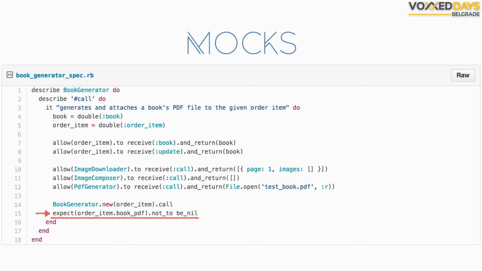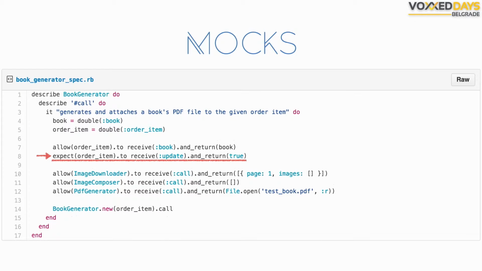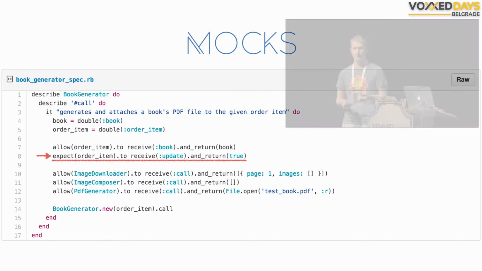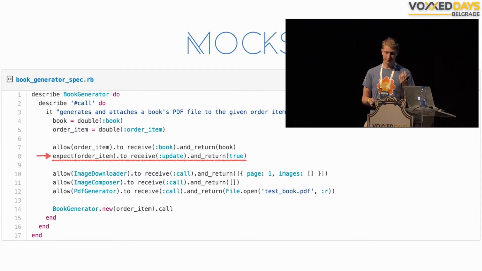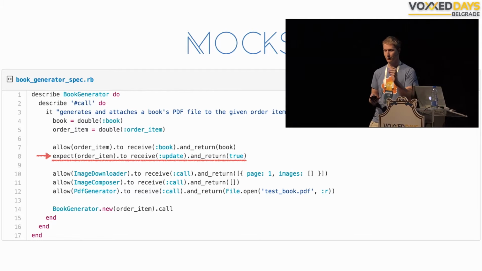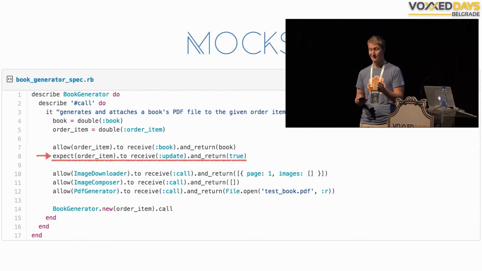We don't know if the object got updated, if it got saved, if it failed, if the database returned an error. We just know that something is returned. Well, then we can mock that behavior and say, okay, we expect the update method to get called, and we want it to return true. And this way, we can pinpoint the critical part of our program and test it.